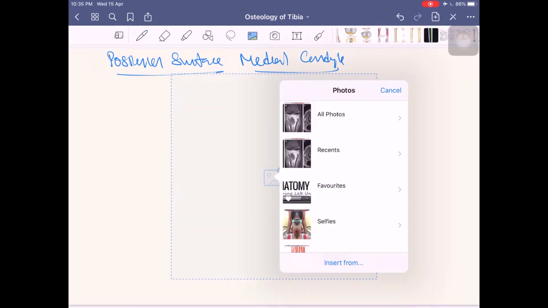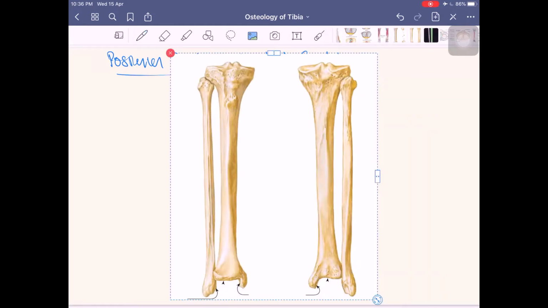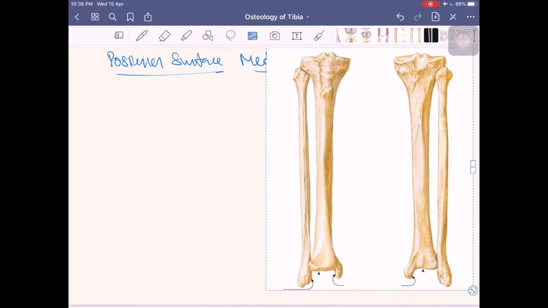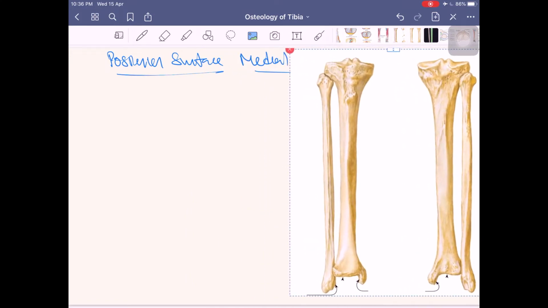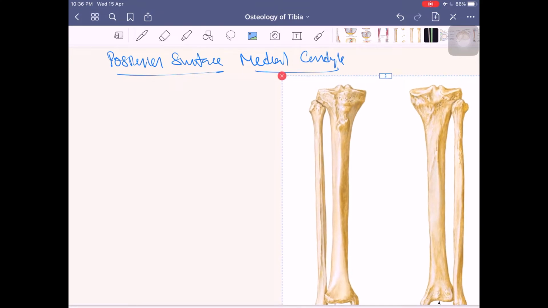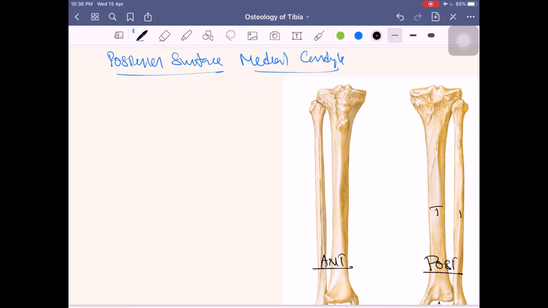For the posterior surface, we will take this bone again. In this, this is our posterior view, and this is our anterior view, and this is a tibia, and this is a fibula. So the posterior surface, this is the part we are noticing. Here the posterior surface bears a deep groove for the insertion of the tendon of semimembranosus.